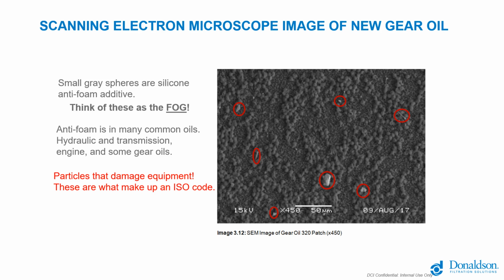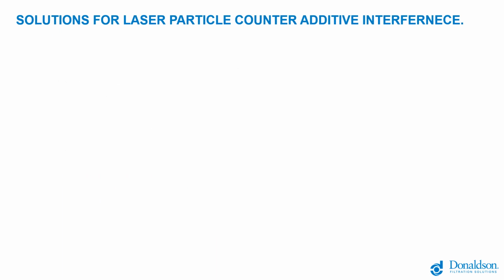So those are what make up the ISO code. Think of the gray silicone anti-foam here as the fog that you're trying to look through with a laser particle counter, and you can't see the hard particles or the ships that you're actually trying to count, just as a reminder. So there are some solutions that can be applied to limit the effect of this in doing some machine particle counting, but it's always best to visually check, at least initially, to make sure you're getting accurate numbers.